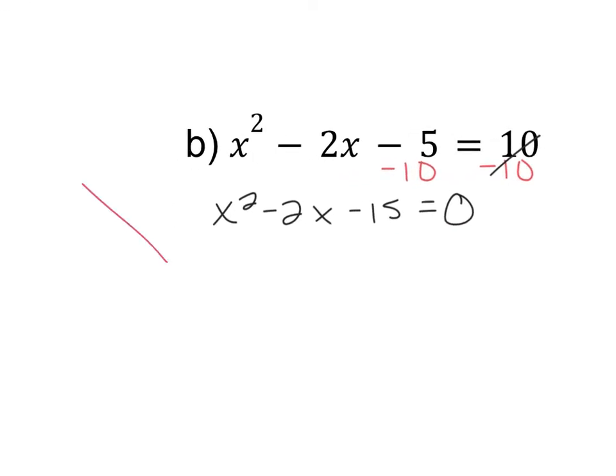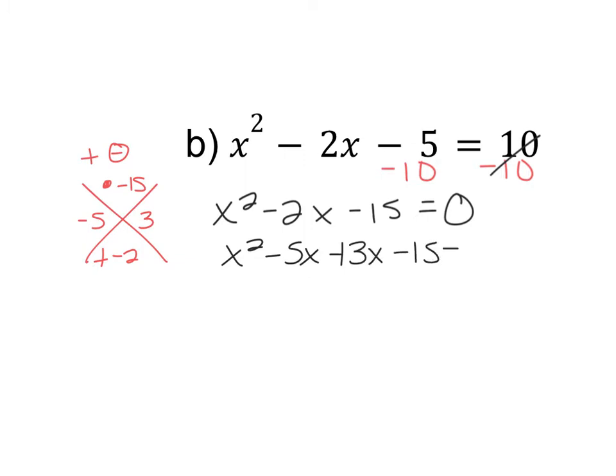Okay, so since this is 3 terms, and there is no GCF to factor out, my only option is to do the product sum. So it looks like we need something that multiplies to be negative 15 and adds to be negative 2. That would be a positive and a negative, and the bigger number would be negative. So negative 5 and positive 3, right? So I'm going to break apart that middle part, the negative 2x, into negative 5x plus 3x minus 15 equals 0.